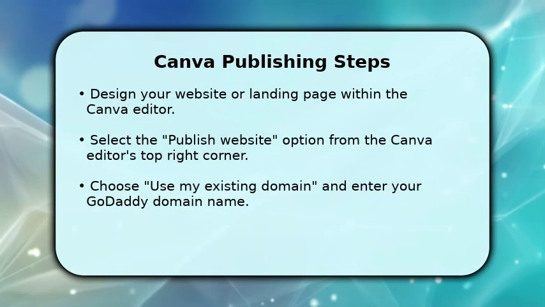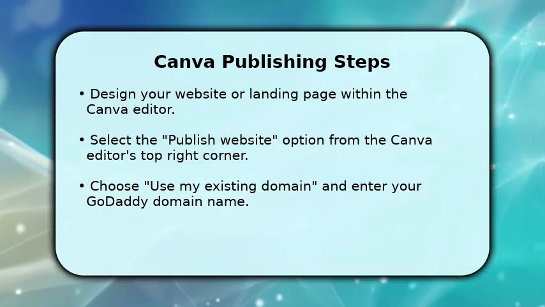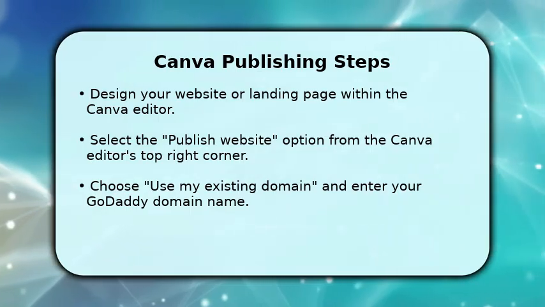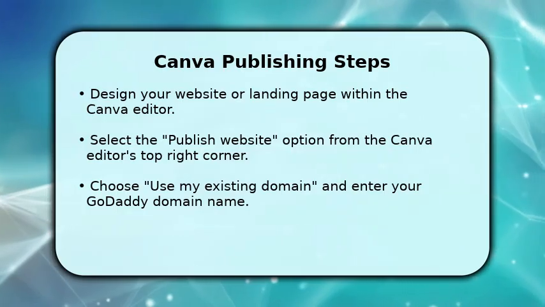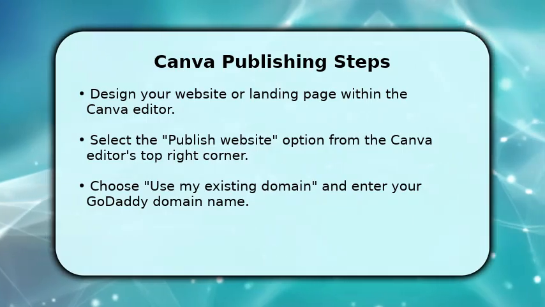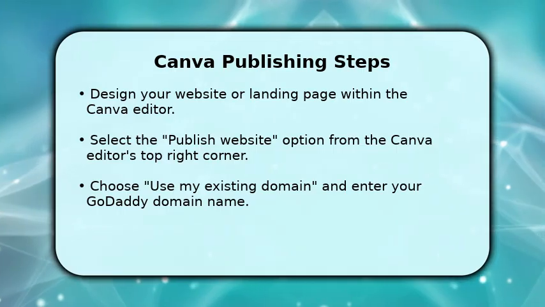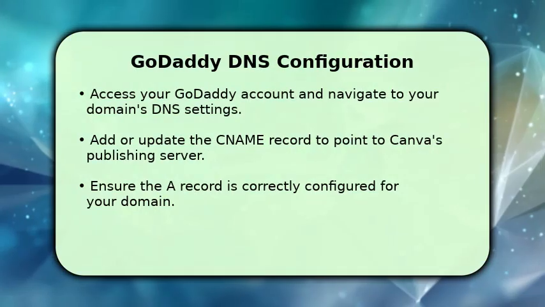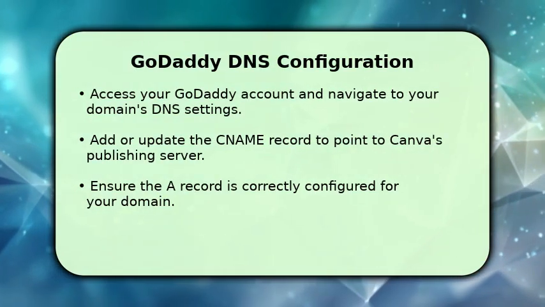To begin, open your completed website design in Canva. Look for the Publish Website button, usually found in the top right corner of your screen. Click this, and then select the option to use My Existing Domain. You will then be prompted to enter your GoDaddy domain name. Canva will guide you through the initial setup, preparing your design for the next crucial step of connecting it to your domain.